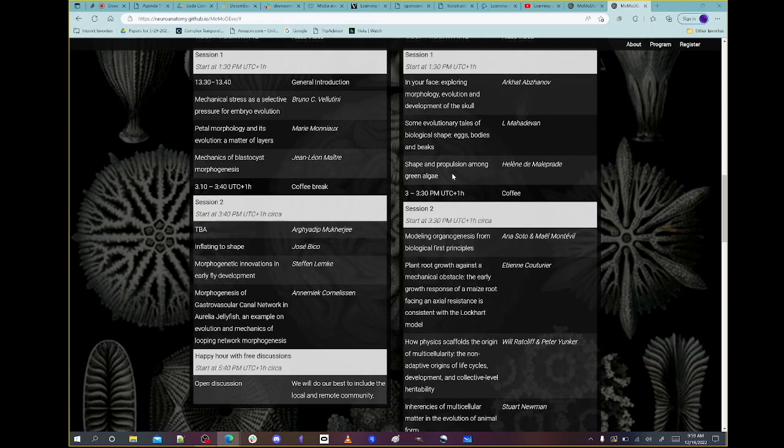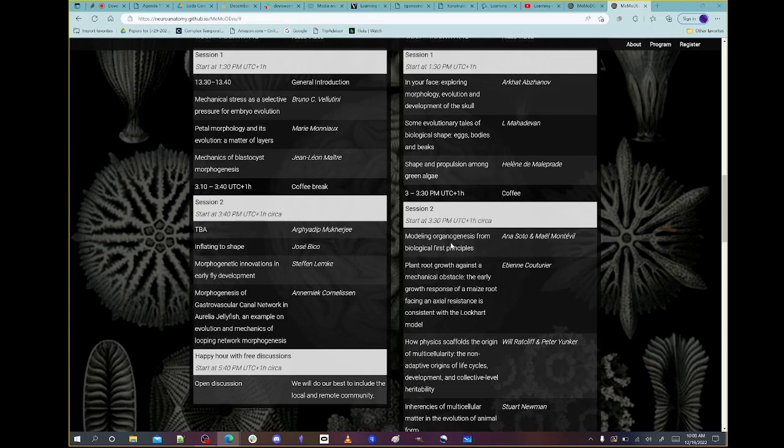Shape and propulsion among green algae. So this was where they were looking at algae. They were looking at a very small number of cells in these algal colonies and looking at some of the things that are going on with the shape of them and how they use their small colony size, how they use that shape to move around their environment.